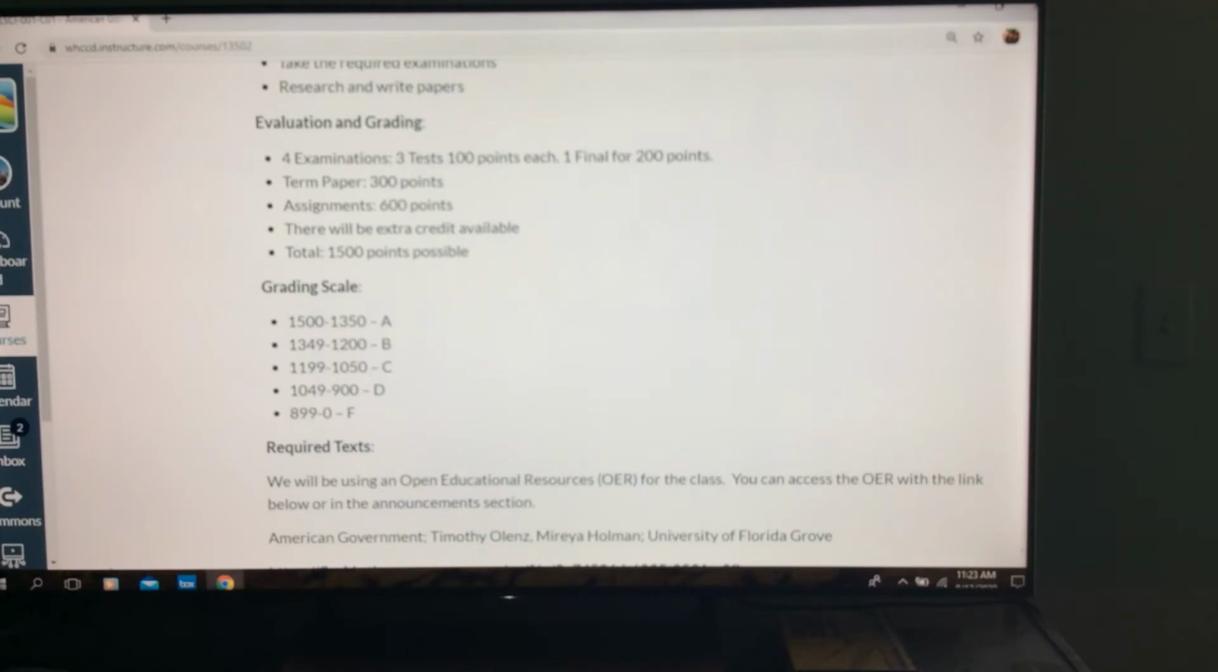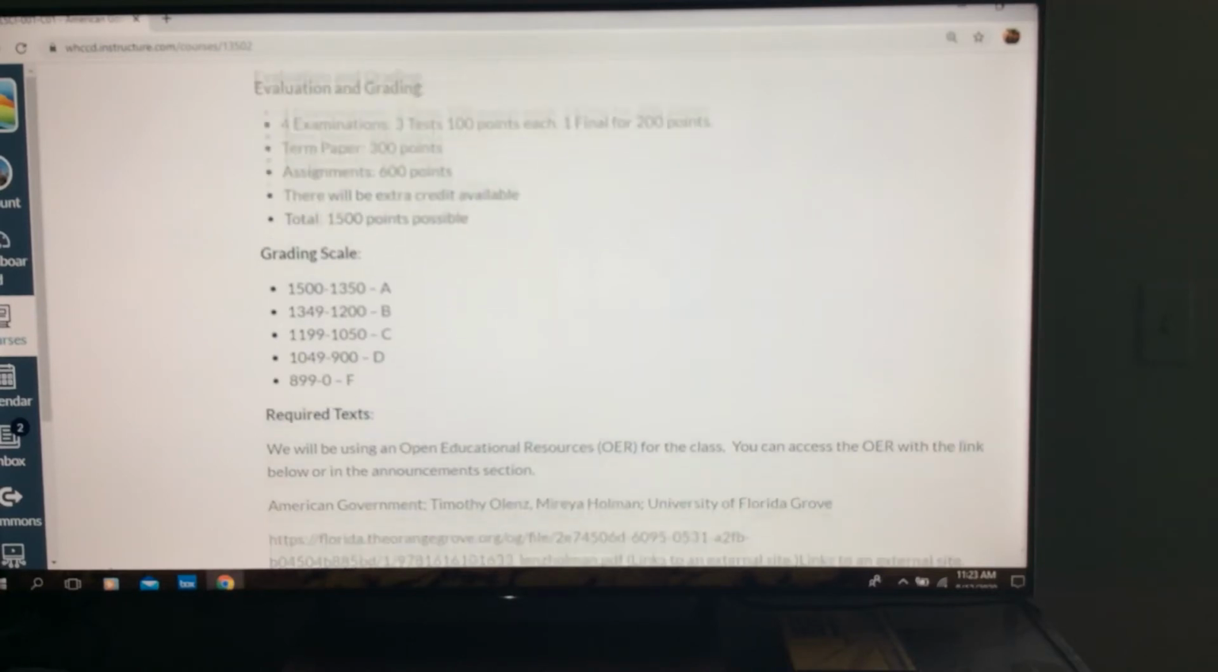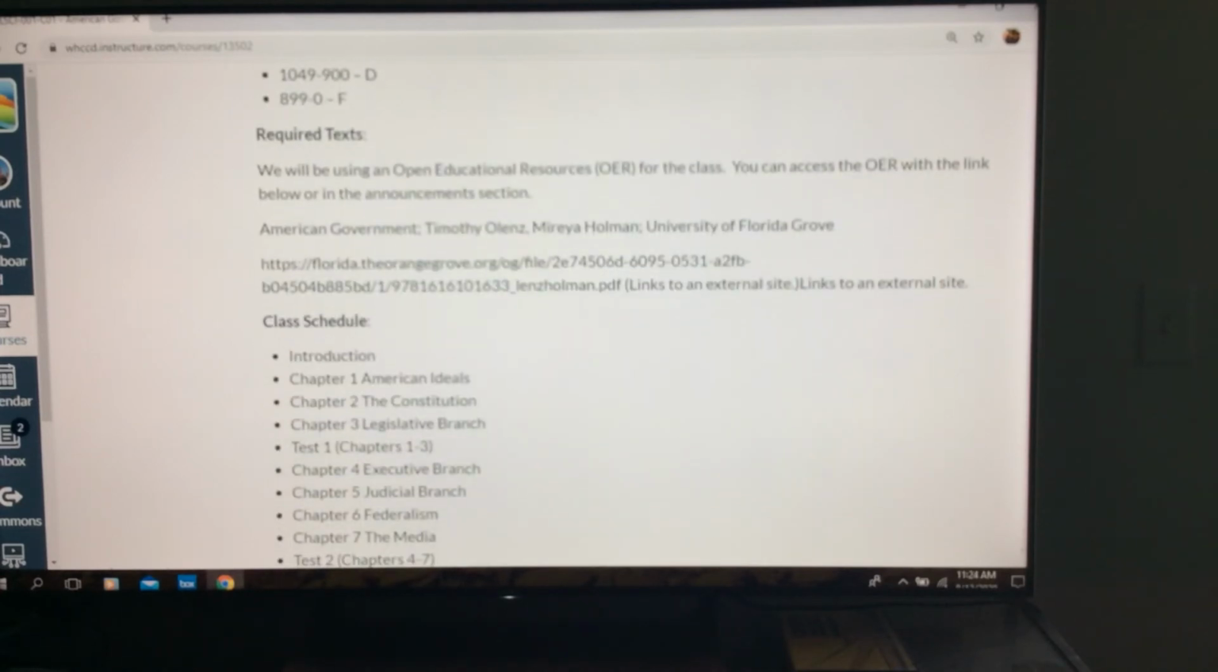All right, required text. This is your OER for the class. I'll make it a link so that you're able to just click on it and get there. It's Florida the Orange Grove. If the link doesn't work, then what you'll need to do is go to Google and type in Florida the Orange Grove American Government, and you'll find the book.